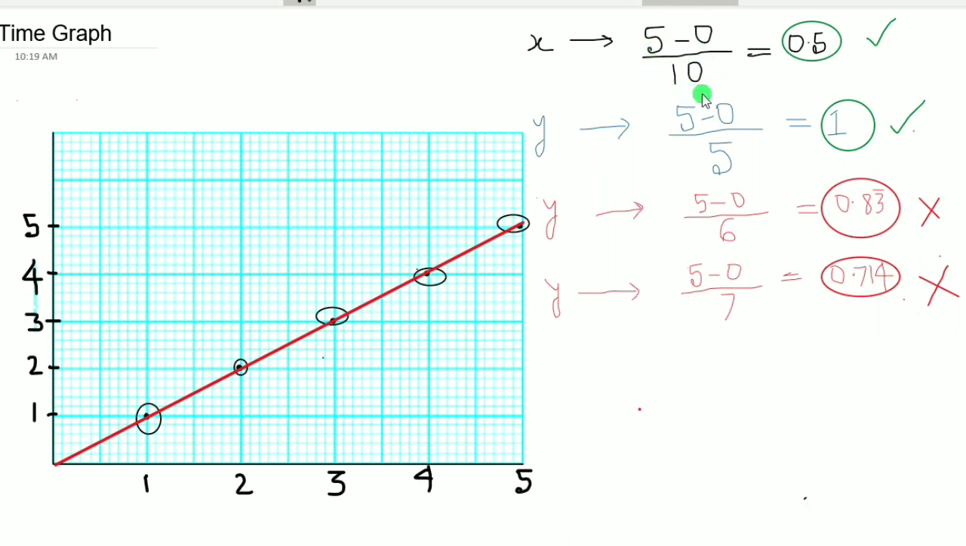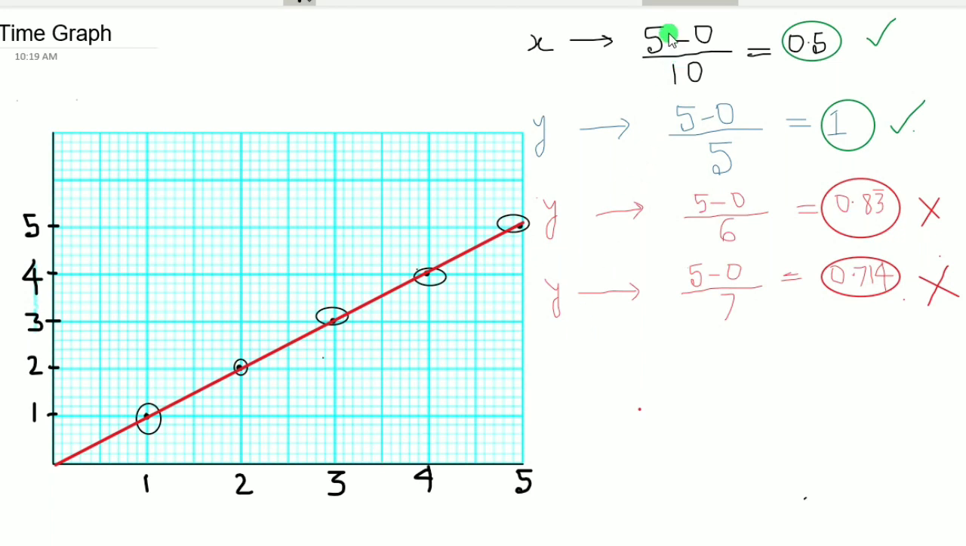Why have I divided by 10? Because time is taken on the x-axis, and there are 10 big squares: 1, 2, 3, 4, 5, 6, 7, 8, 9, 10. That's why I have divided it into 10. Also we can divide into 9 squares, or 8 squares, whatever you may take, but it should give a consistent graph, an acceptable graph.